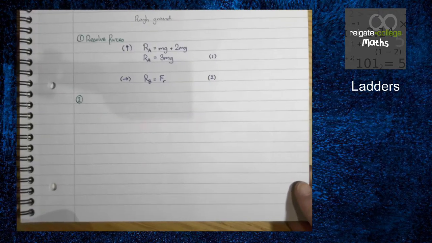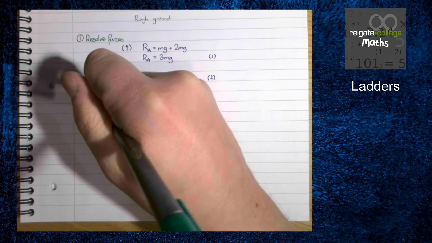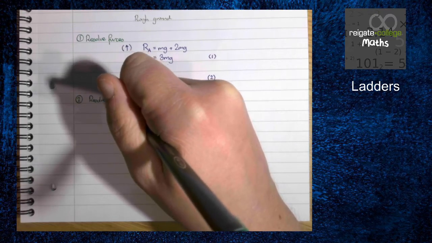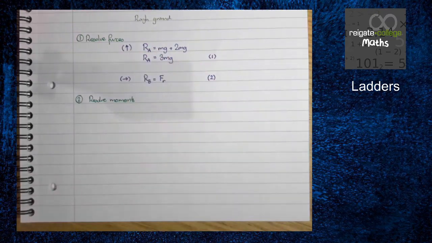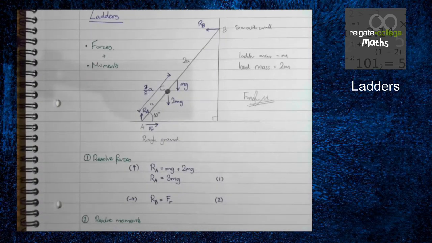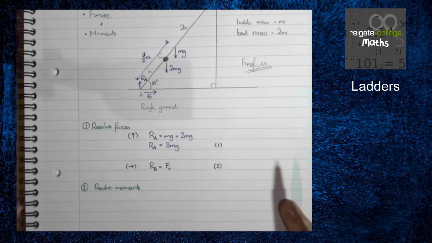So the next thing we're going to do is resolve moments. Now, you can take moments about any point, but pick the point that has the most forces in. Why? Because it means we don't have to worry about them. If we look back at our diagram here, we can see A has the most forces. So we're going to resolve moments about A.